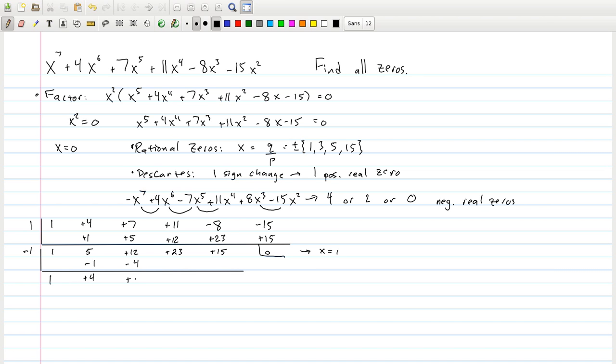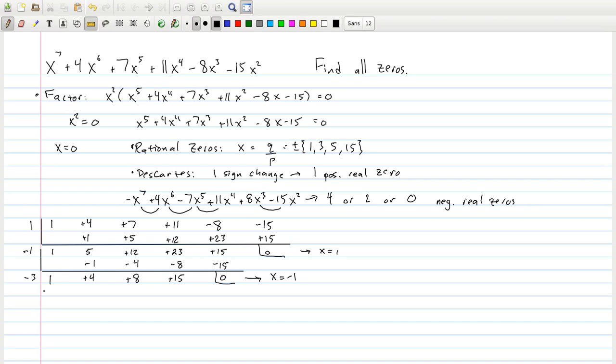Adding these together gives us positive 8, and then multiply. Negative 1 times positive 8 is negative 8. And then we add to get positive 15. Negative 1 times positive 15 is negative 15. We add these up to get a remainder of 0. That's good. That says x equals negative 1 is also a real 0. Let's continue and try our next 0 in the list, x equals negative 3.